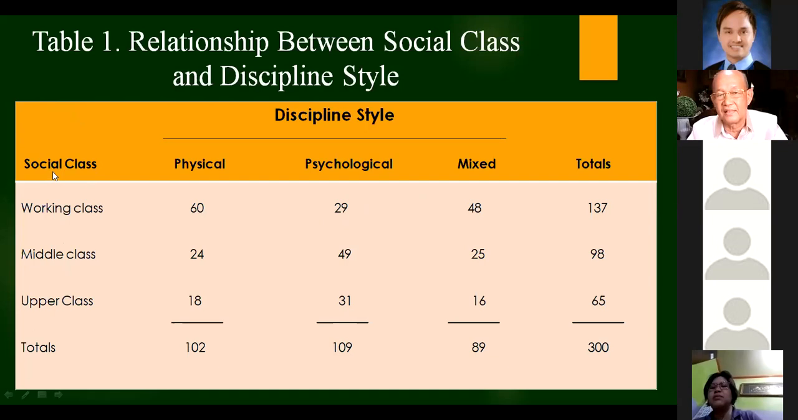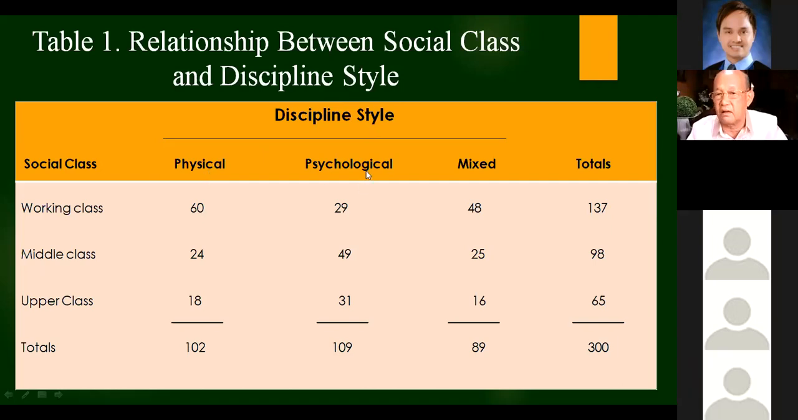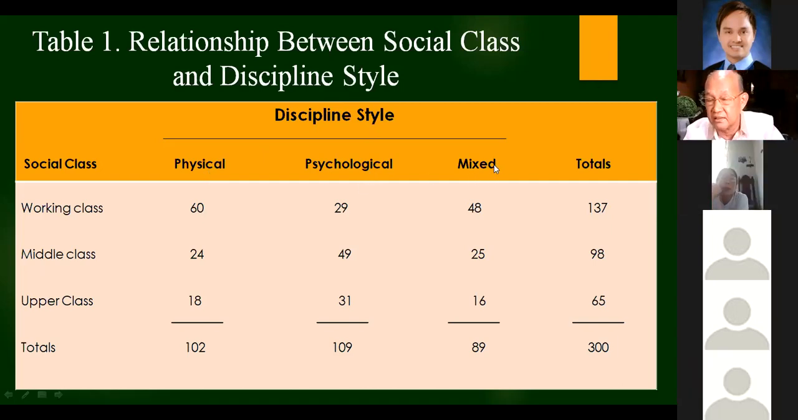Class. Social class. So your data should be working class, middle class, and upper class. Third column is the discipline style. So your entries would be physical discipline, psychological discipline, and mixed. Okay, are you clear about that?